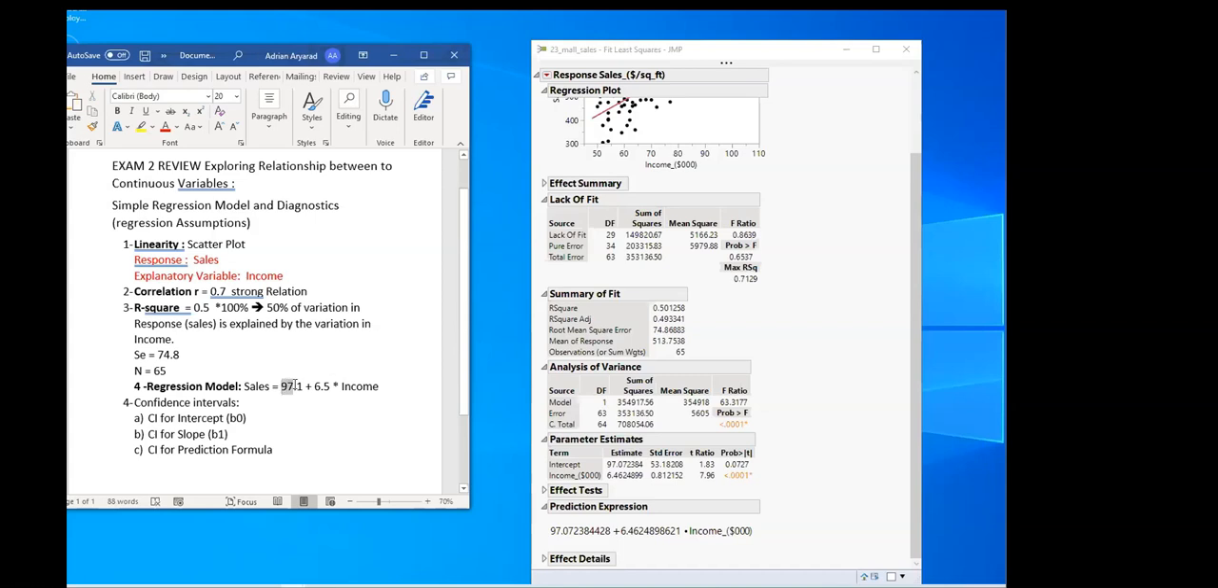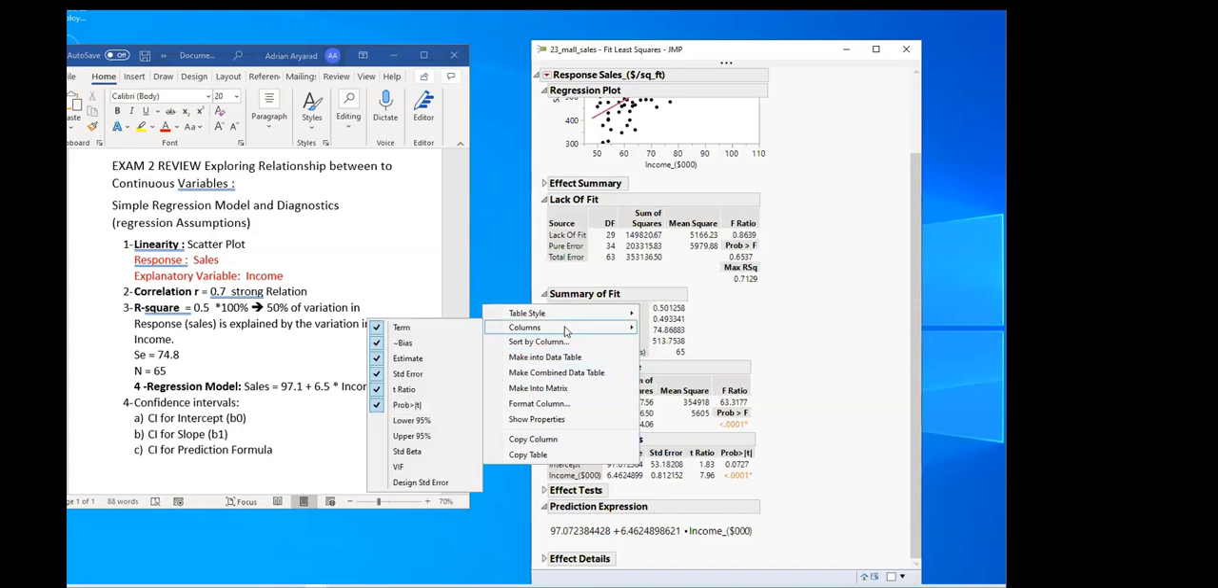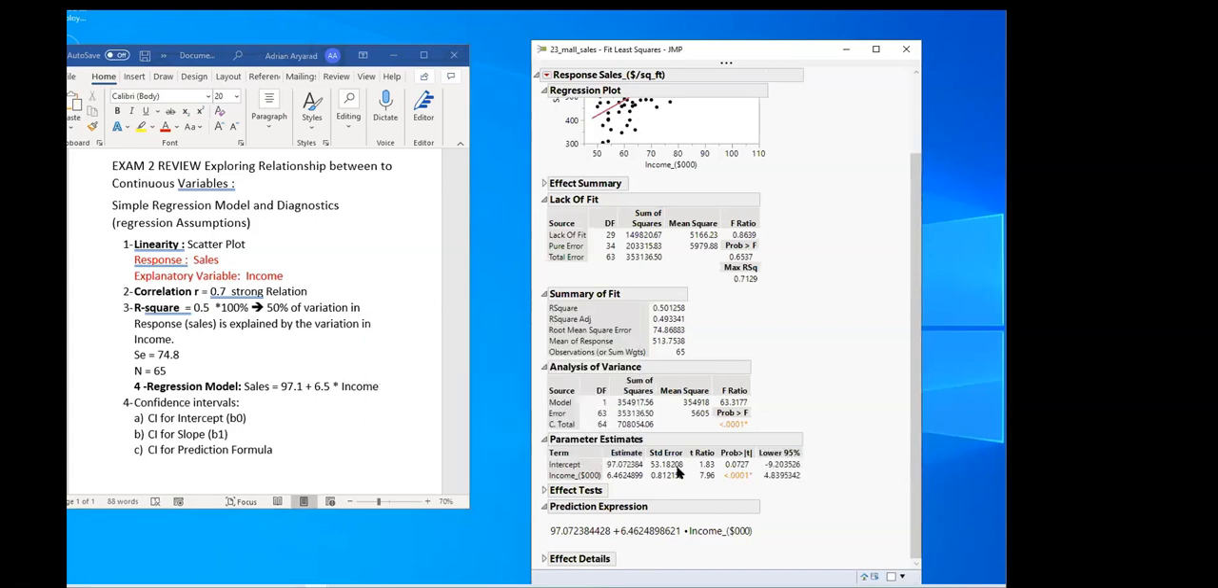So we have the confidence interval for intercept. We have the confidence interval for slope. We also have the confidence interval for sales values. Let's go one by one. So for these two, for intercept and for the slope, right here under parameter estimates, you right click, go to columns and click on the lower 95 and click on the upper 95. These are lower and upper confidence intervals, right? So there might be questions on that, and you need to find these numbers. You don't need to calculate it manually yourself. It is easily calculated, right?